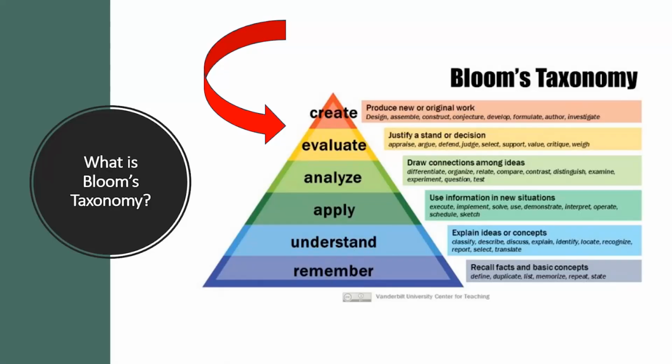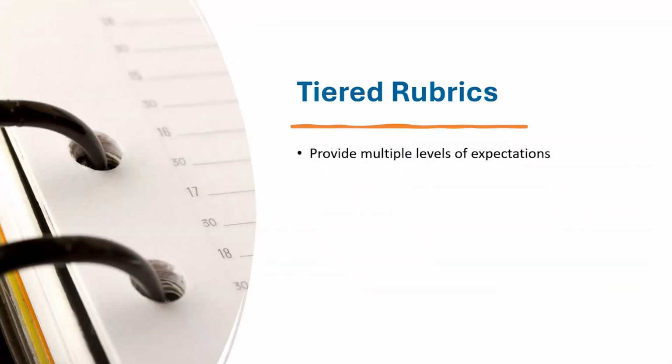All right, so our goal is to move up the Bloom's triangle so that we can create learning experiences that have more higher order thinking skills. So what are some ways that we can start to do this as we differentiate for our advanced learners? So let's think about tiered rubrics.